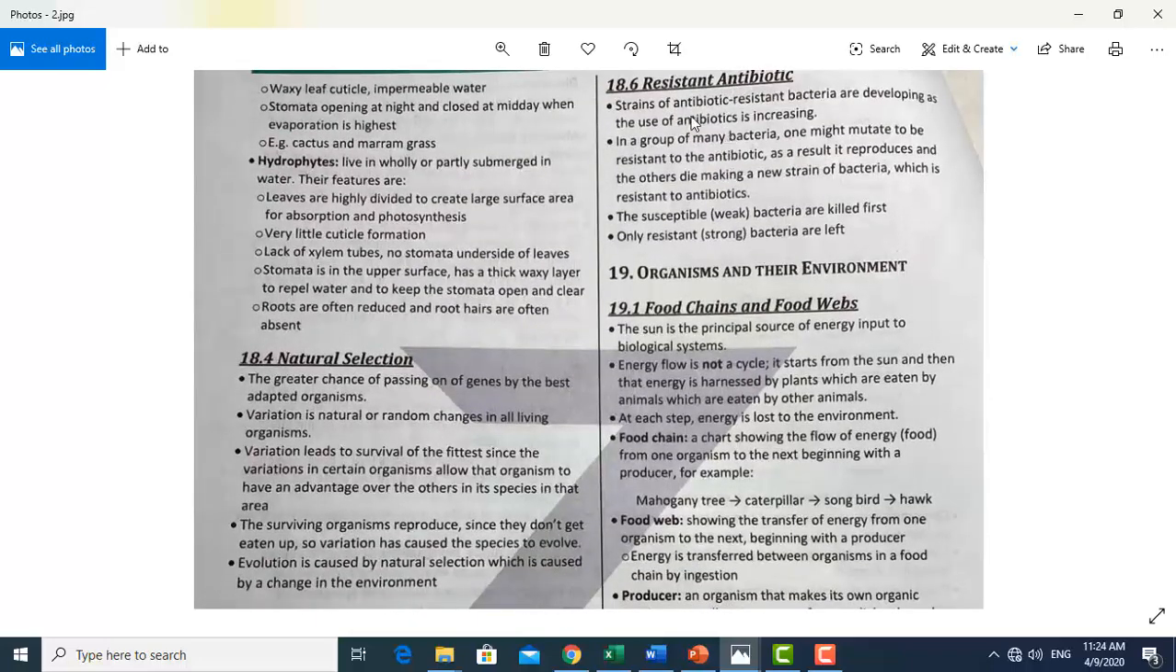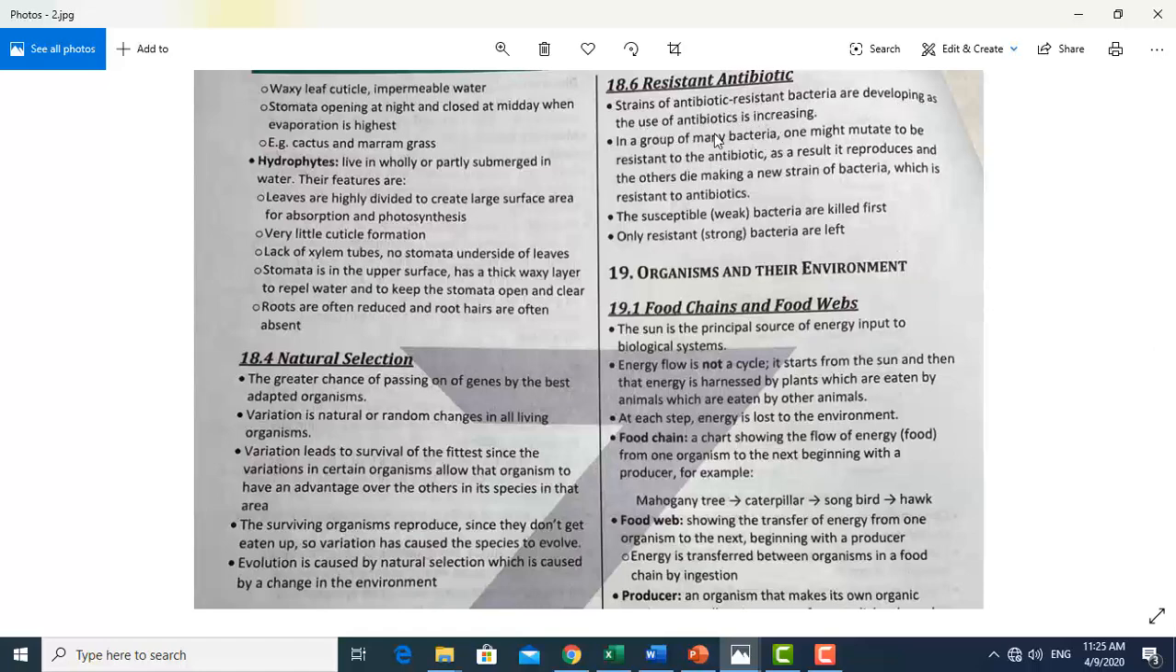Resistance to antibiotics. We all know that at a certain level you shouldn't be taking antibiotics unless it's a severe case. Why? Because bacteria keep on generating and improving themselves towards this specific antibiotic. Therefore, if you happen to get ill again and you take this antibiotic, it will no longer work on it, because it enhanced itself by being resistant to this antibiotic. So strains of antibiotic-resistant bacteria are developing as the use of antibiotics is increasing.